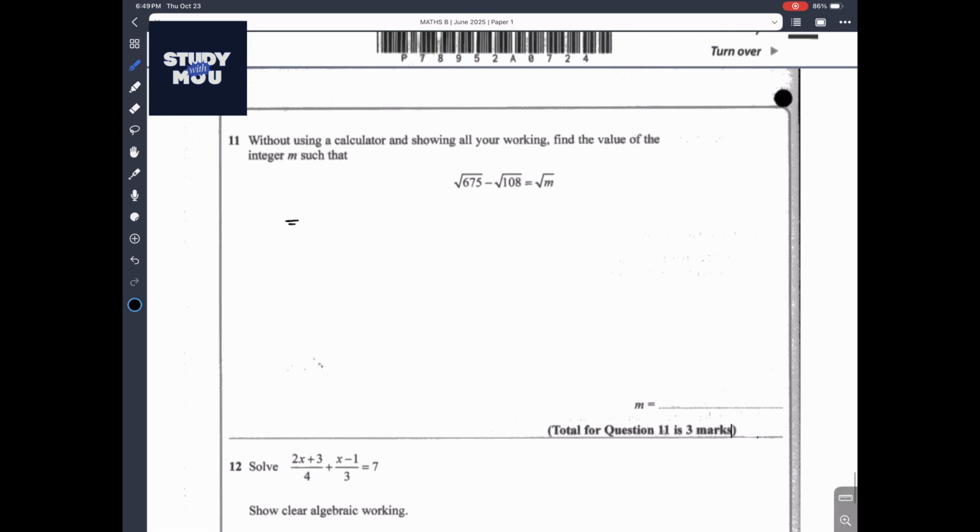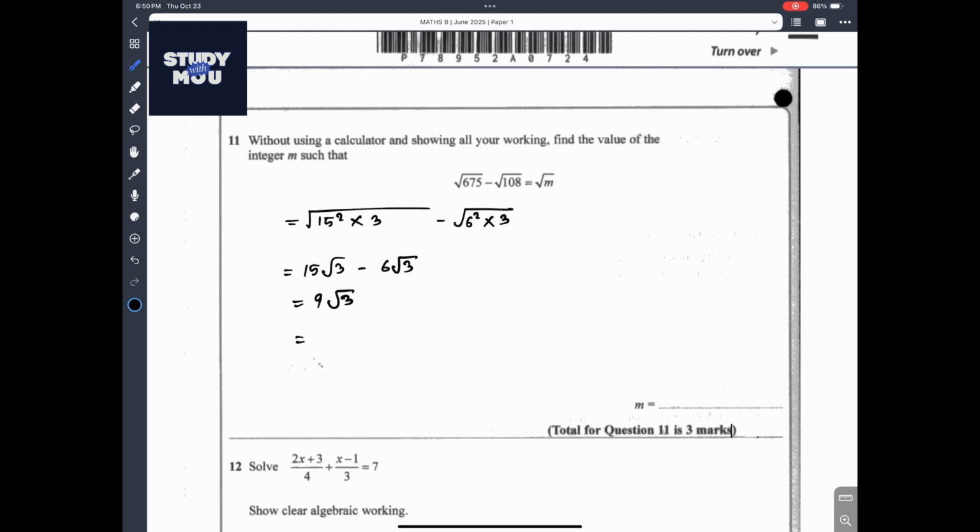So, 15² multiplied by 3, minus 6² multiplied by 3 is equal to... so 15 root 3 minus 6 root 3 is basically 9 root 3.